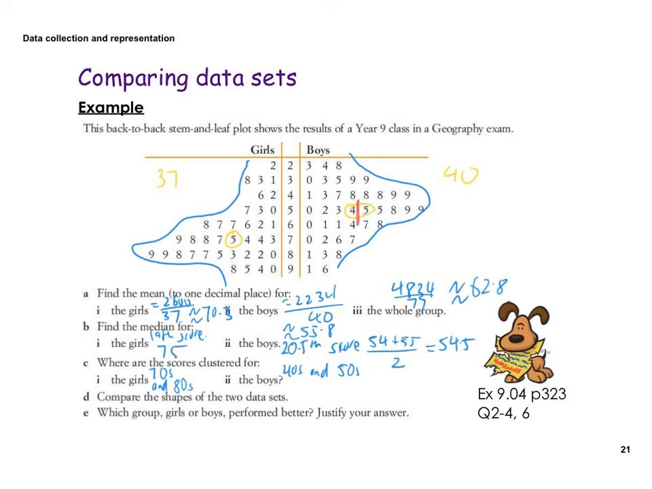So we can actually write, might do it up here, part D, the girls' scores are negatively skewed. Because remember, there are more bigger scores than small scores. On the other side, the boys are positively skewed. The boys' scores are positively skewed.